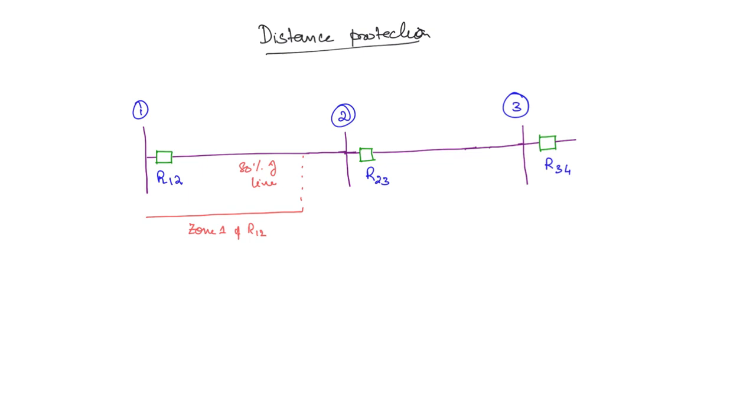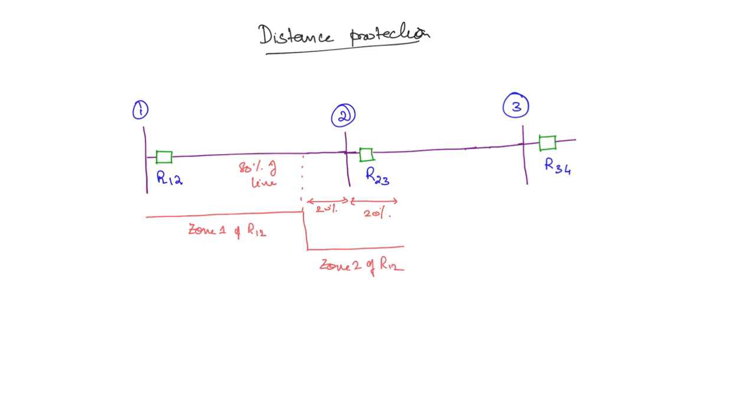And next, the second zone of this R12. The second zone means it will take some intentional time delay before the relay operates. So zone 2 is going to be something like this. Here you have 20% of the remaining line, and further in the next line also 20% is covered by the second zone of this relay. So there is going to be some time delay here. This is zone 2 of R12.